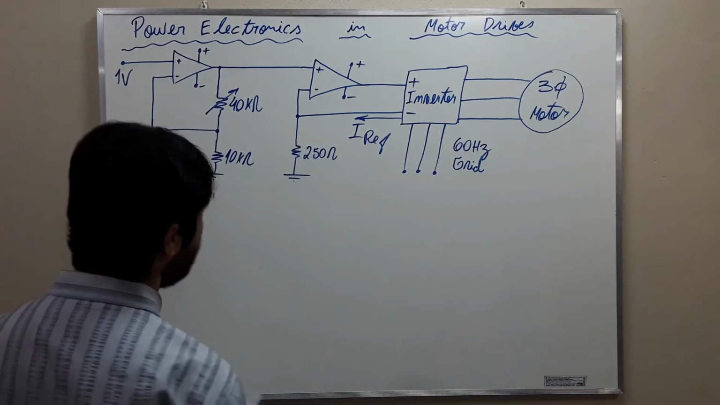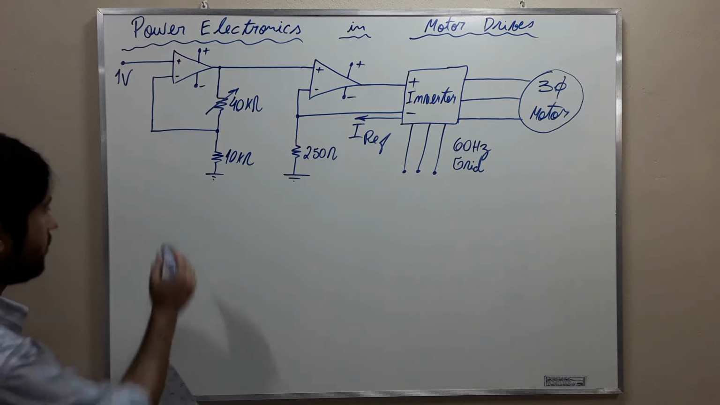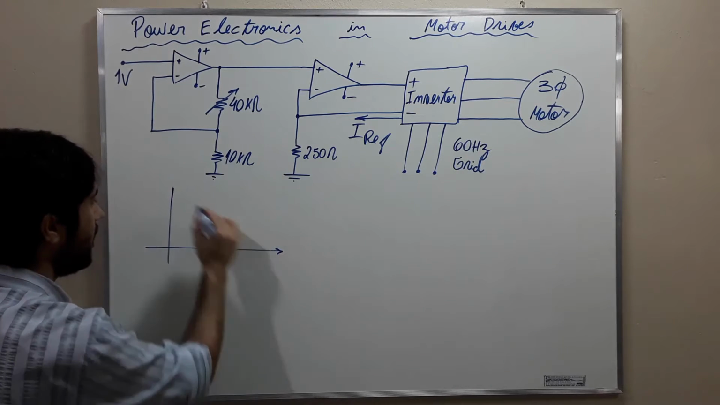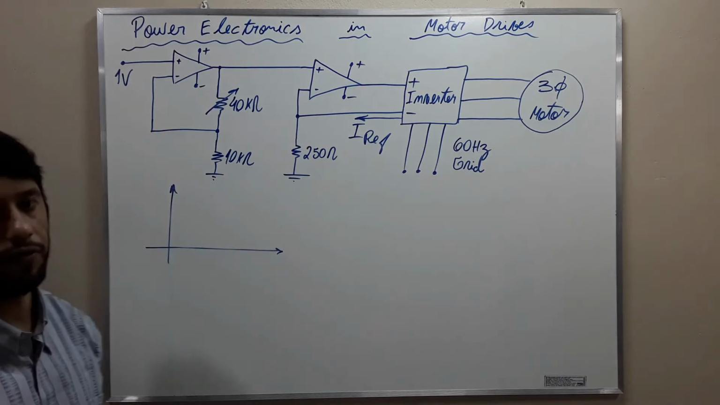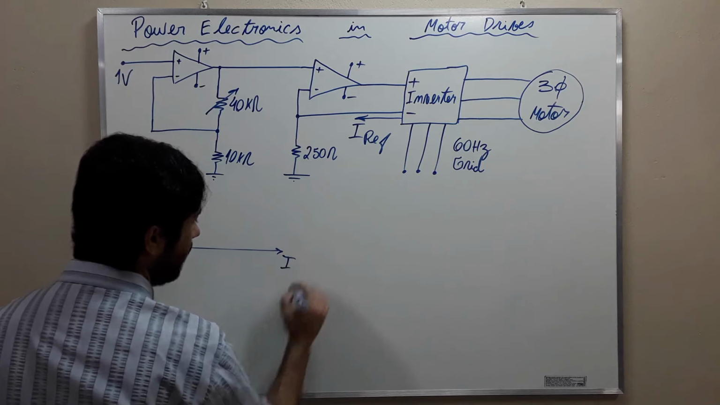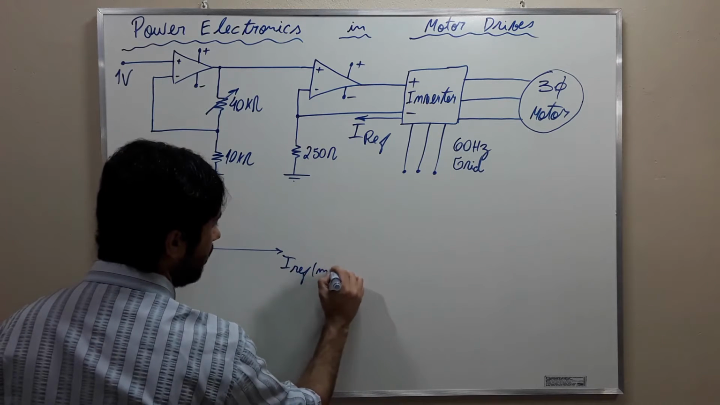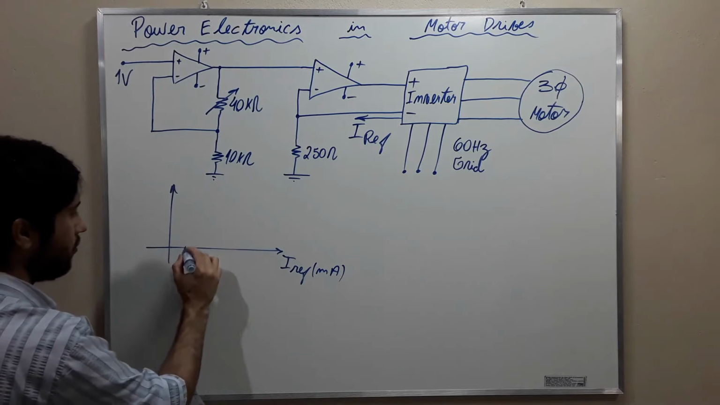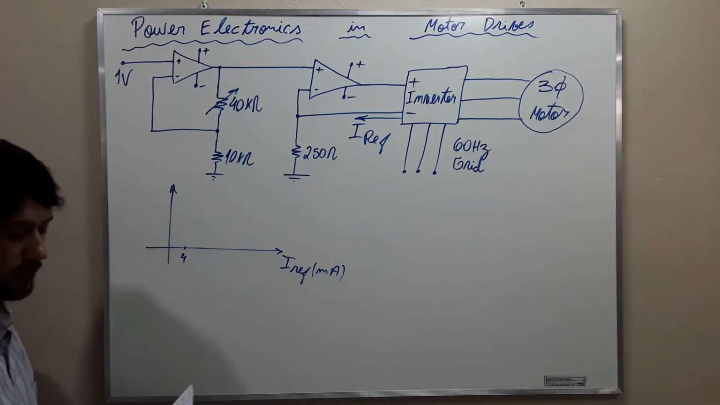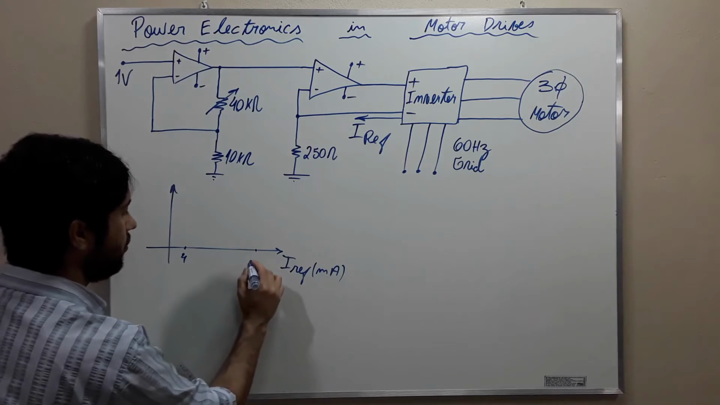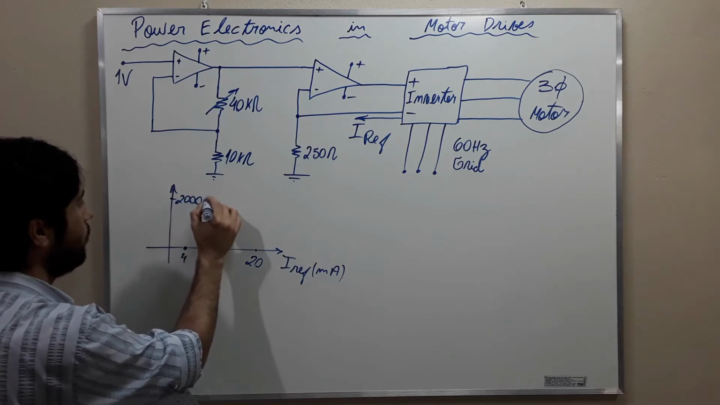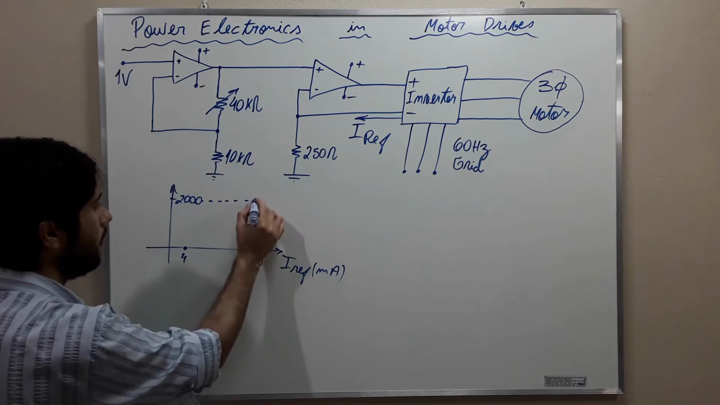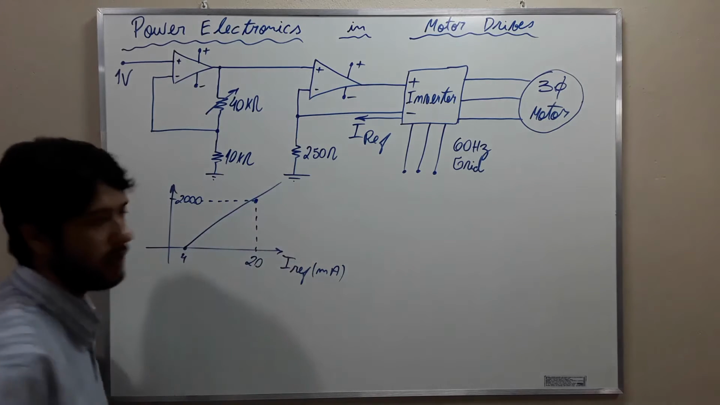First of all, we need to write a graph here that will represent the variation of velocity, speed of rotation, as the reference current is varied. So I'm going to have here a reference current in milliamperes. It begins at 4, as the exercise said, and it finishes at 20 milliamperes. And here is 0, and here 2000. We can connect here, and we get a line.